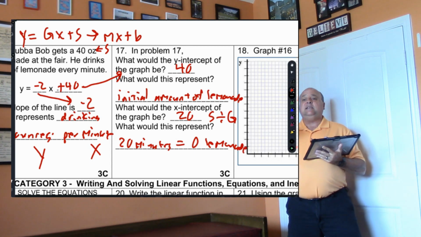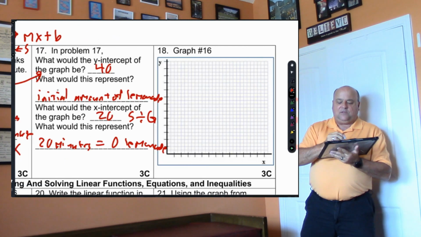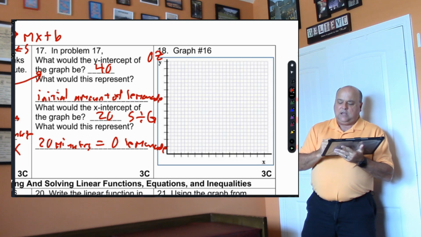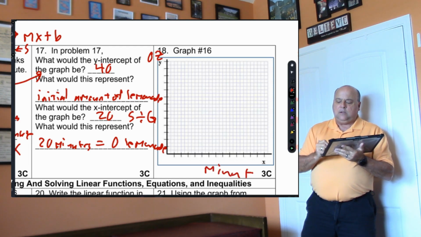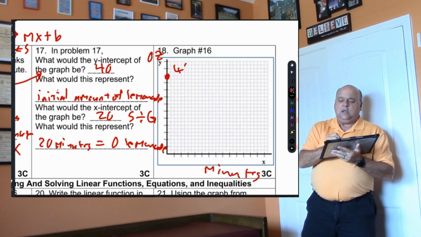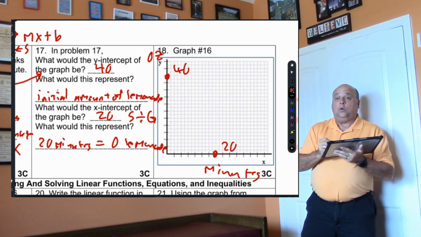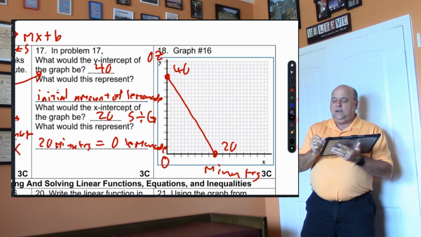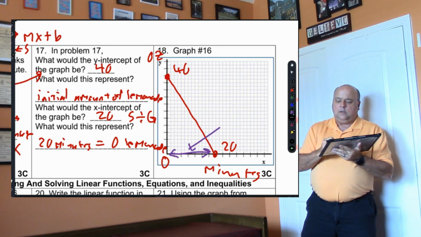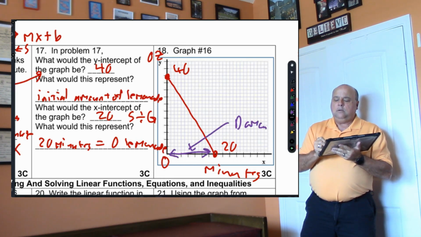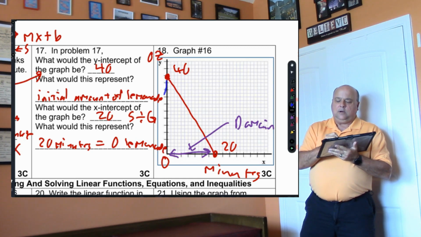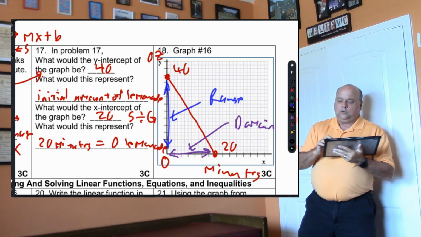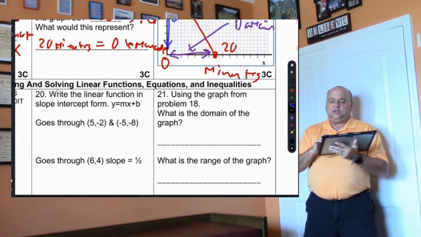So at 20 minutes, he drinks all the lemonade. Let's go and graph this. The y-axis is the ounces. The x-axis is the minutes. He starts off at 40. He finishes the lemonade at 20. You're going to connect the dots. You need a 0. And then remember, this right here is our domain, and from here to here is the range. So we're going to go straight down and answer the domain and range problems.